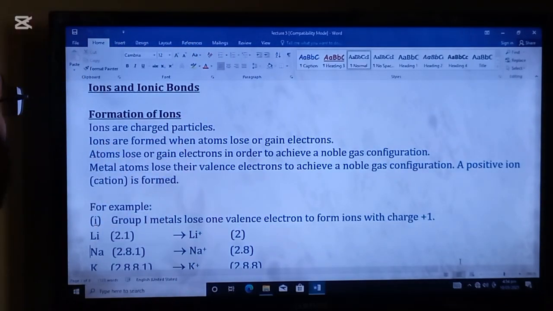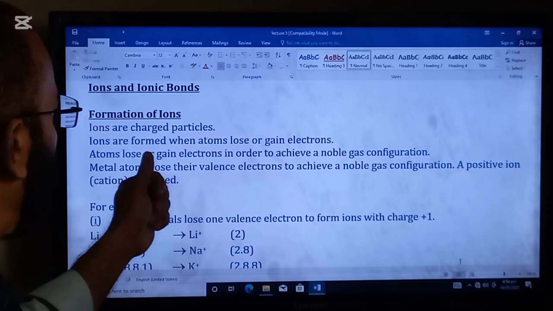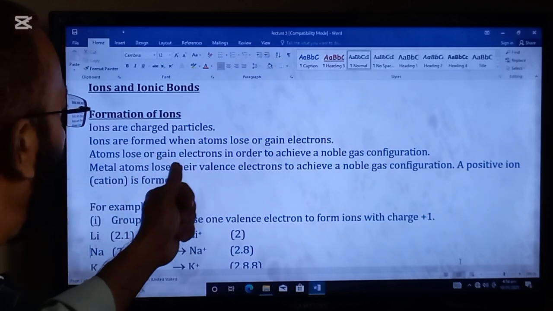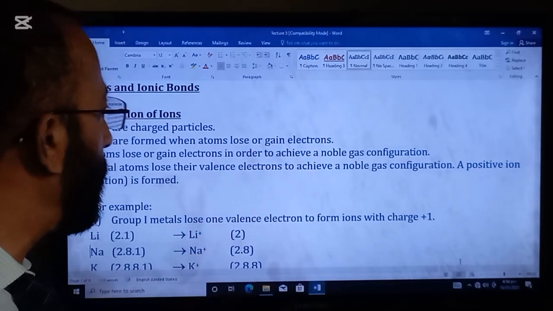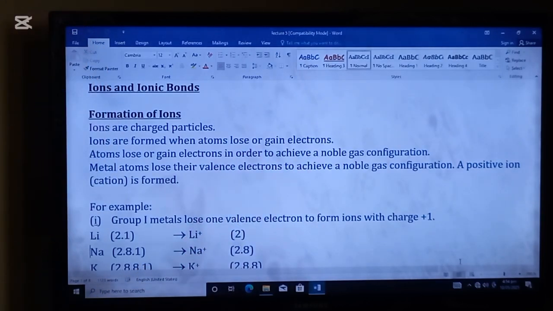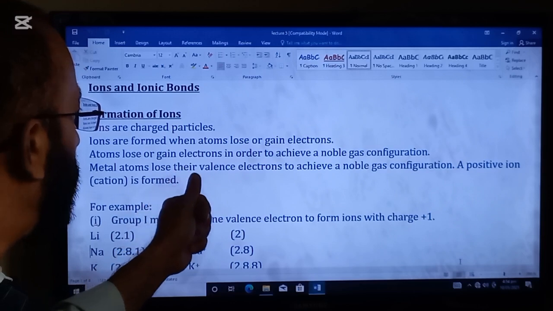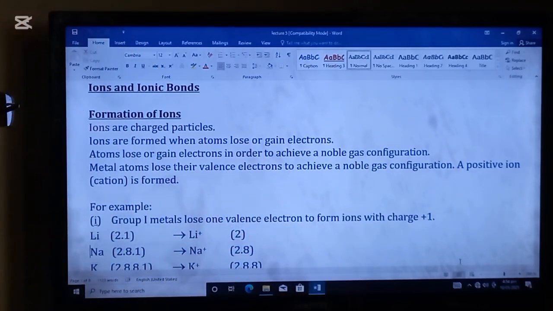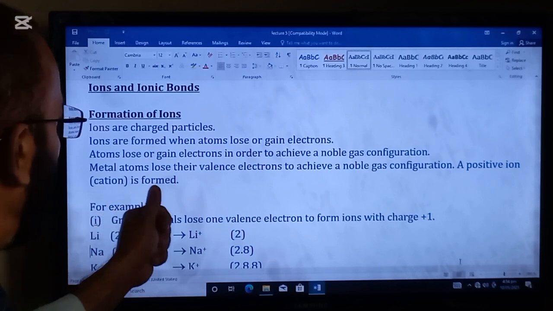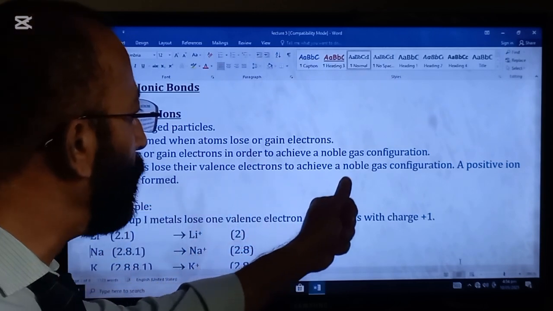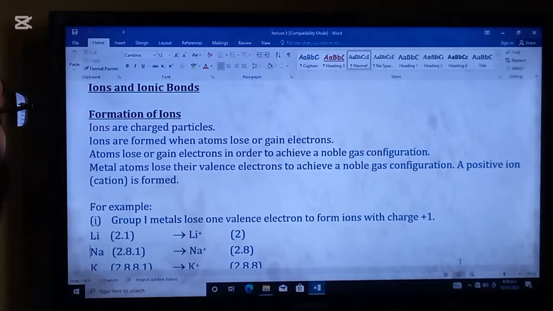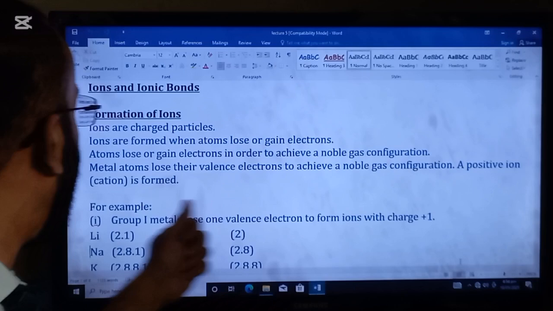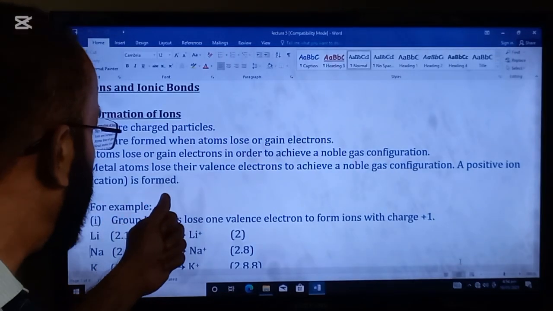Formation of the ions. Ions are charged particles. Ions are formed when atoms lose or gain electrons. Atoms lose or gain electrons in order to achieve a noble gas configuration. Metal atoms lose their valence electrons to achieve a noble gas configuration. And when metal atoms lose their valence electrons, a positive ion that is called a cation is formed.